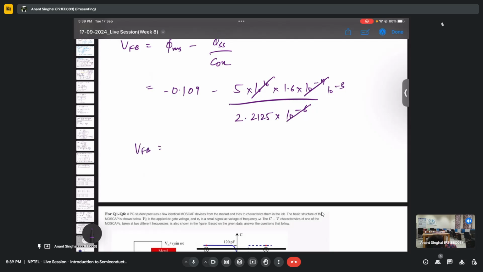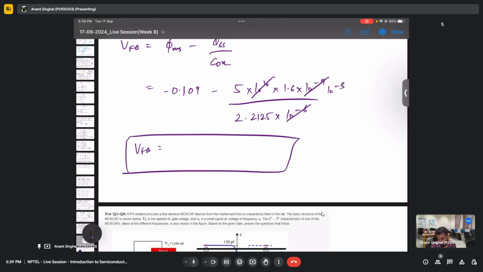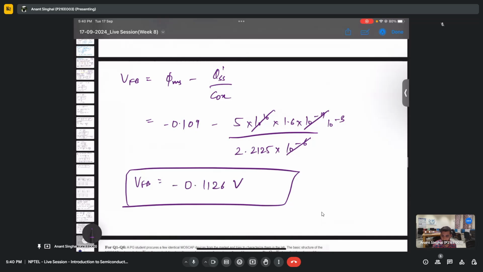So has anyone calculated V_FB till now? What I'm getting is 0.1126 volts. You can confirm. I'm not sure about the calculations, but this is what I've got.